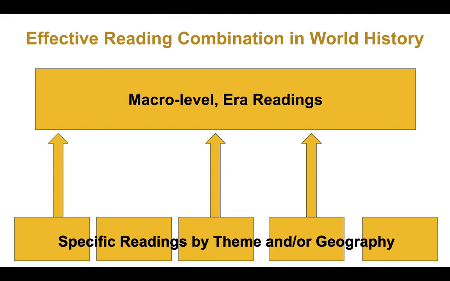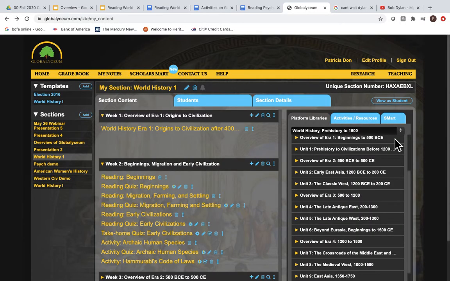In answer to the first question, what I found works is to combine a series of readings at the macro or era level that covers a time frame of centuries, with readings that dive into specific topics or events that are of interest to me or I think will be interesting to students, possibly thematic or geographic. So we have designed Globalyceum World History the same way, with 8 era readings that cover the world in longer periods of time, as you can see here in the platform libraries.